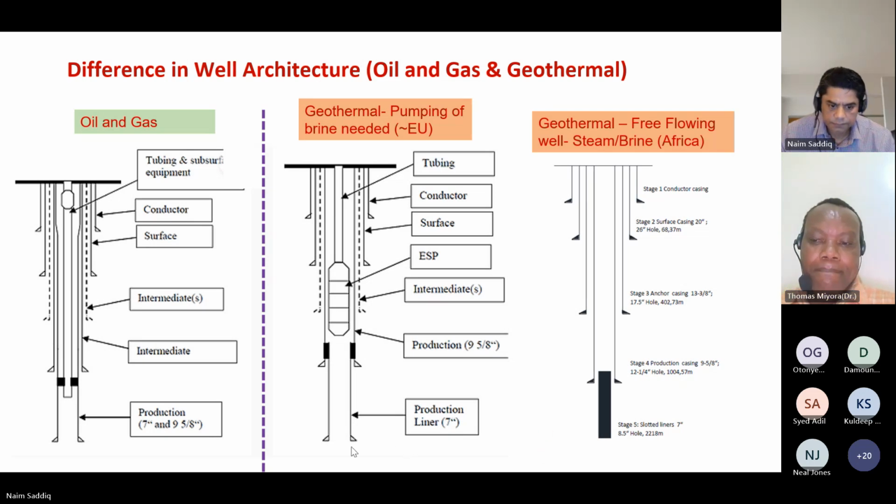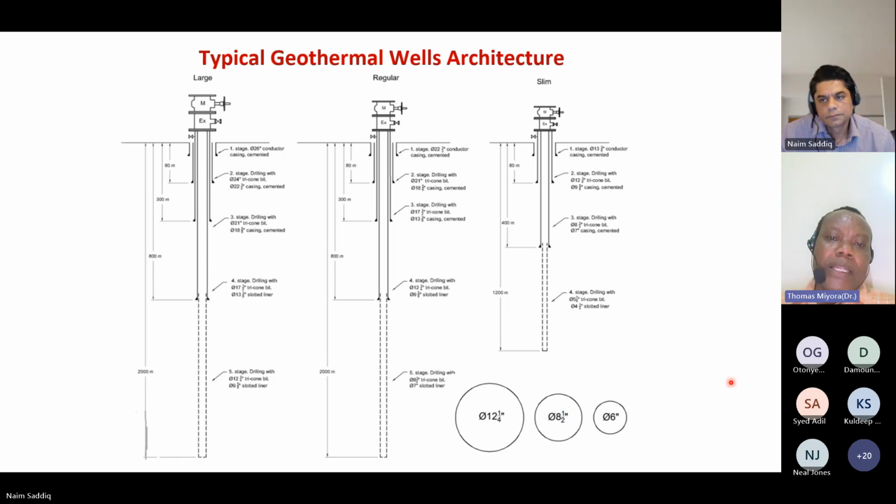Please, next slide. Typical geothermal well architectures are as shown. You may opt to drill large diameter wells, whereby you complete the well using a 12¼ inch bit, and the liner casing is usually 9 and 5/8 inch. Most of the geothermal wells that have been drilled in the world are regular diameter wells, whereby the production hole is drilled with an 8½ inch bit, and then the liner casings are 7 inches, and they are usually perforated.